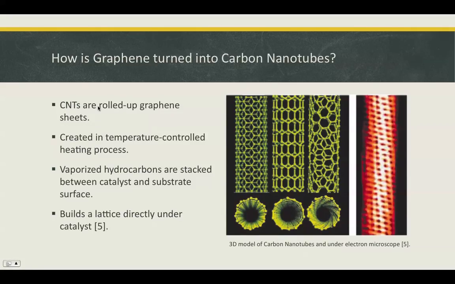Carbon nanotubes resemble rolled up graphene sheets, either in single wall nanotubes or multiple wall nanotubes. Carbon nanotubes are created in a temperature-controlled heating chamber process, where vaporized hydrocarbons stack between a catalyst and a substrate surface, building a lattice directly underneath the catalyst.